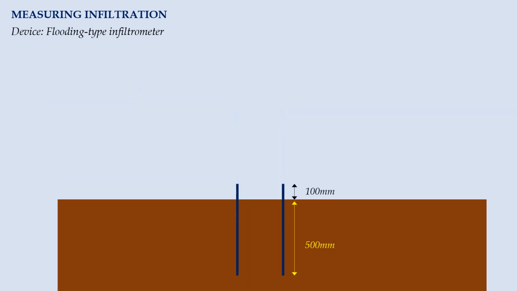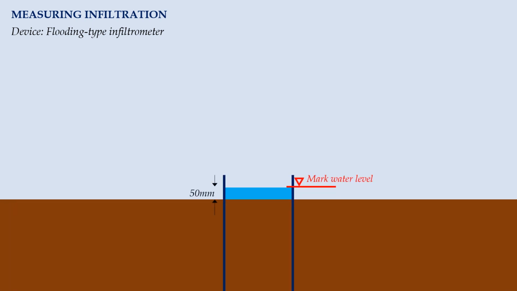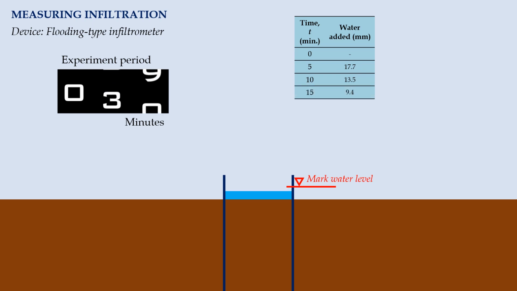The ring is first inserted into the ground to a depth of 500 mm. Then, water is poured into the top part to a depth of 50 mm. Before we proceed, we need to mark the top water level. Throughout the infiltration process, water is added at certain time intervals to maintain the water level.